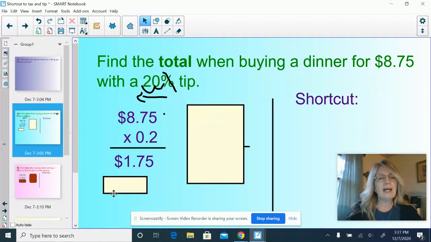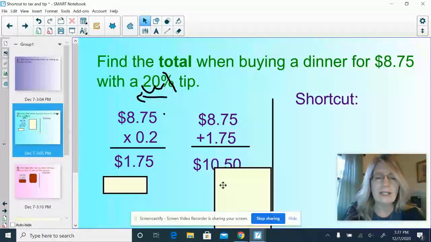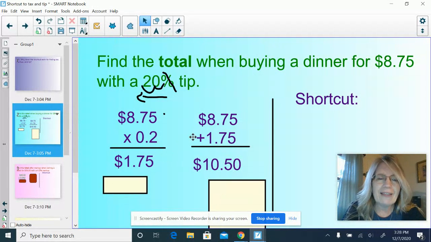And then you'd say, well, now to find the total of what I owe, the price of my dinner plus the price of the tip I'm going to leave. And so together, you're going to add the tip to the original amount that your dinner cost. And so your total bill before you leave will be $10.50.